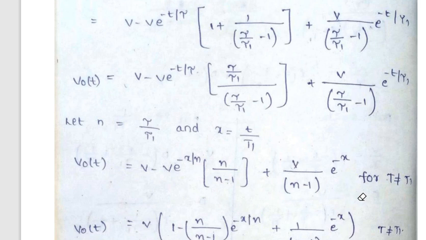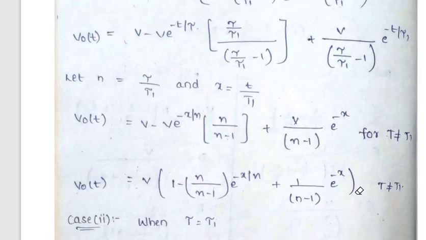What is x? T by tau 1. For tau is not equal to tau 1. Therefore, V naught of t is equal to V into 1 minus n by n minus 1 into e power minus x by n plus 1 by n minus 1 into e power minus x. Here, because V is common, that is going outside. So this is the expression for output response of low pass RC circuit for tau not equal to tau 1.